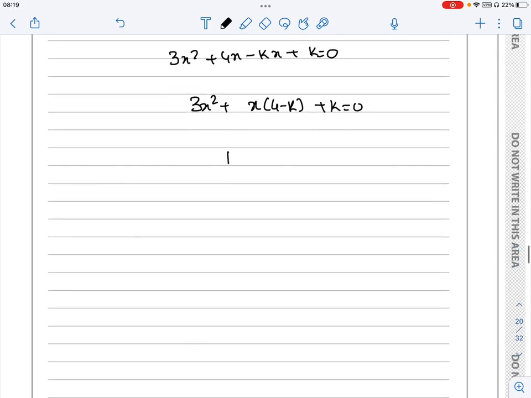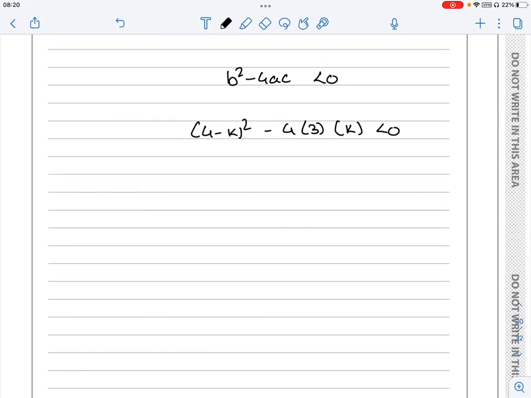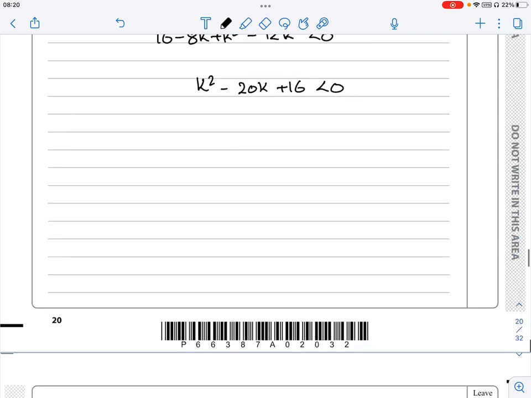So I will be finding b squared minus 4ac should be less than 0. So (4 minus k) whole squared minus 4 times 3 times k is less than 0. So from there, what am I going to get? 16 minus 8k plus k squared minus 12k is less than 0. k squared minus 8k minus 12k is nothing but what? k squared minus 20k plus 16 is less than 0. So I got a quadratic. Once I get a quadratic, I have to solve this one.